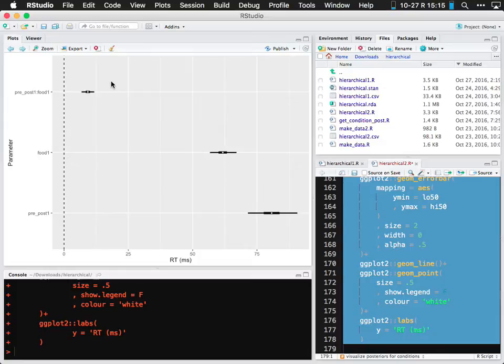So that's all I had for today. Again, this is analogous to a 2x2 repeated measures ANOVA type scenario. That's what hierarchical 2 is. Hierarchical 1 was just a one-way repeated measures ANOVA with a 2-level variable, a 2 by nothing repeated measures ANOVA.